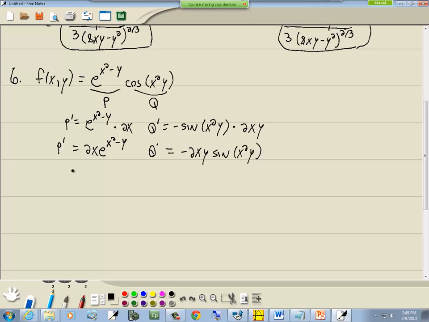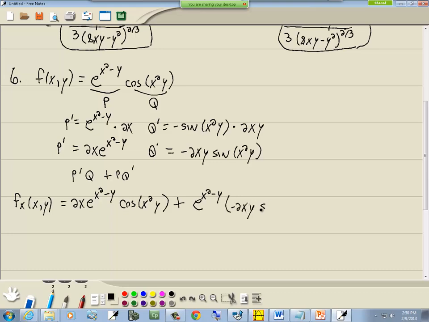Okay. Now our formula again for the product rule is p prime q plus p q prime. So the partial with respect to x is going to equal p prime, which is 2x e to the x squared minus y, times q, which was cosine x squared y, plus p, which was e to the x squared minus y, times q prime, which is negative 2xy sine x squared y.